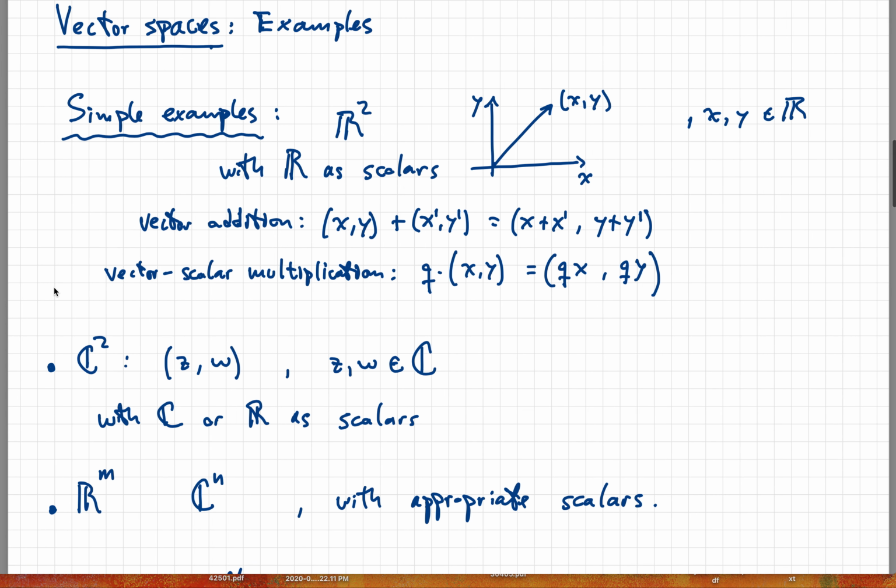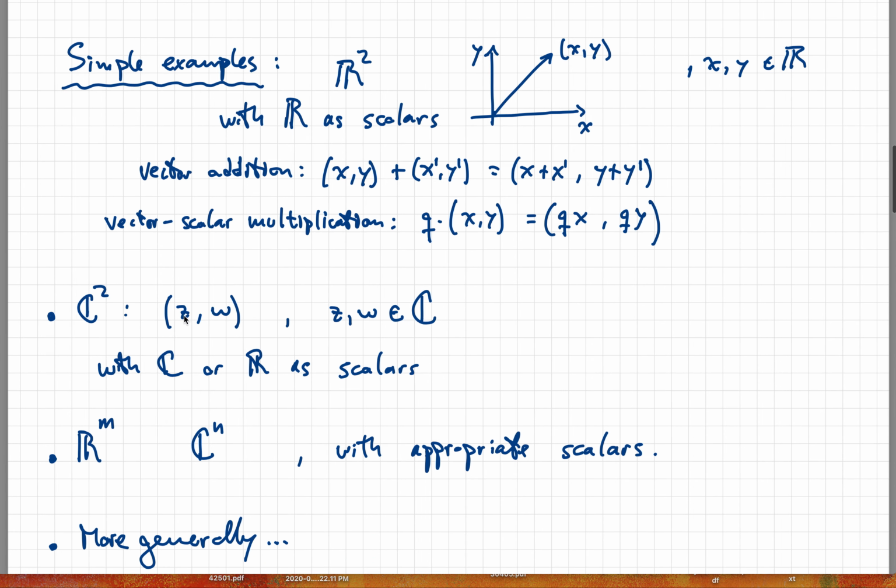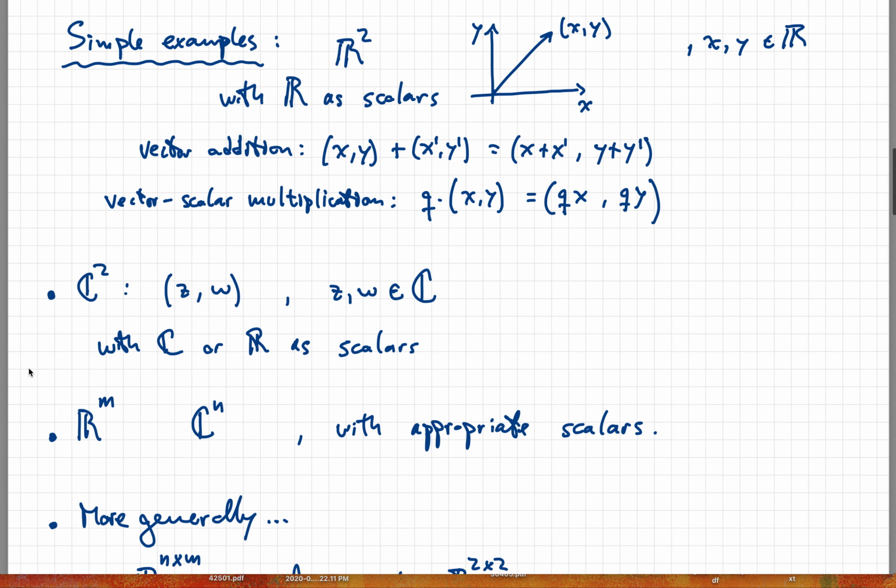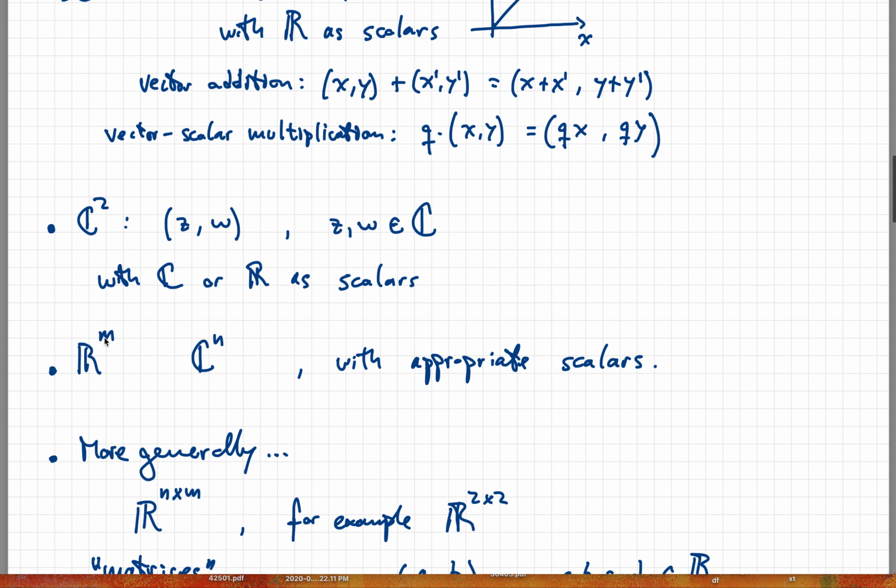You can generalize that to complex numbers. So now the entries are z and w, where both z and w are complex numbers. And you can take that together with the complex numbers or the real numbers as scalars. And in both cases, you will get a well-defined vector space that satisfies all the definitions that we saw in the previous video. You can generalize that further by taking R to the m or C to the n, so objects with m components that are real or n components that are complex, with the appropriate scalars that could be complex or real, and then you will have well-defined vector spaces.